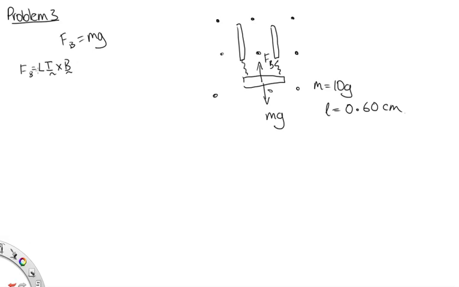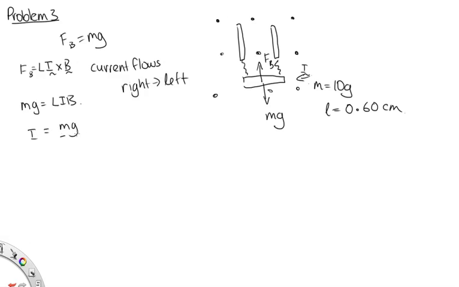Let's start by working out the direction. We need to have the magnetic force going upwards, and we know that the magnetic field is coming out of the page, and so our current must be flowing from right to left in order to produce an upwards magnetic force. So current flows right to left. The current and the magnetic field are perpendicular to each other, so we have a sine 90 here. So what we now have is mg equals LIB, and we can substitute in to get I, which is mg over LB.